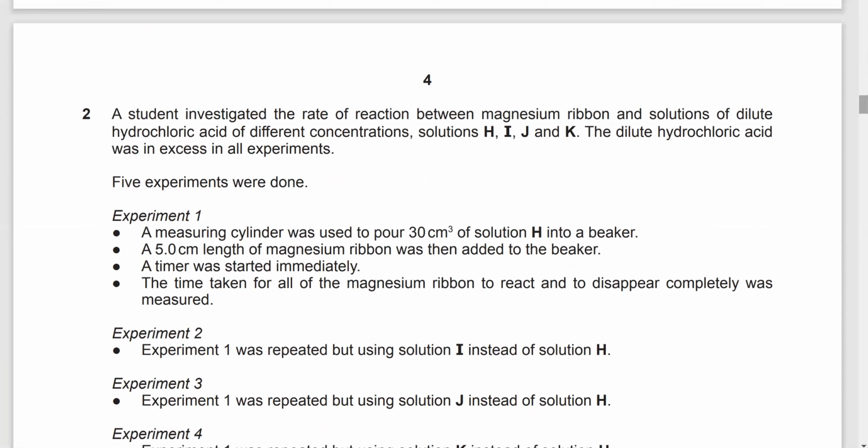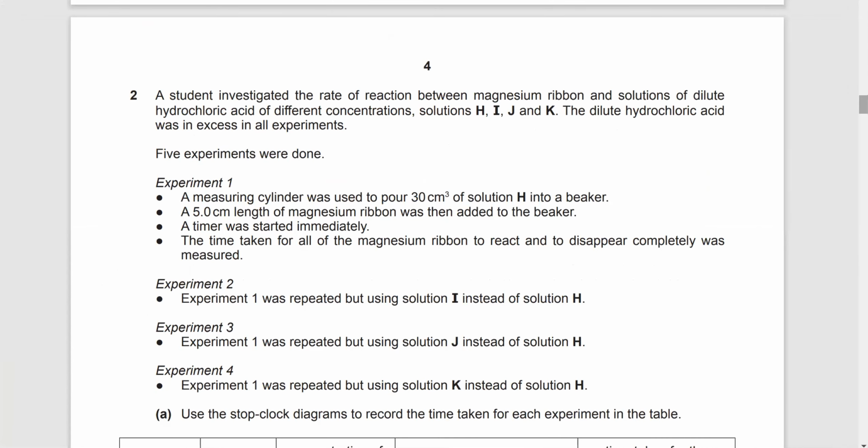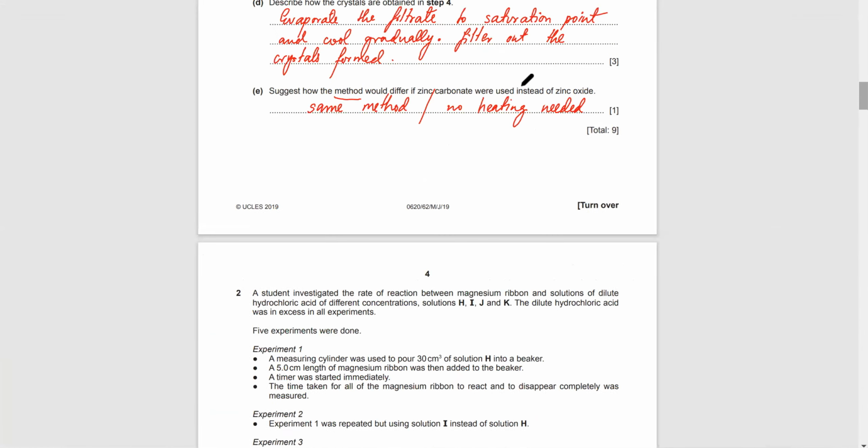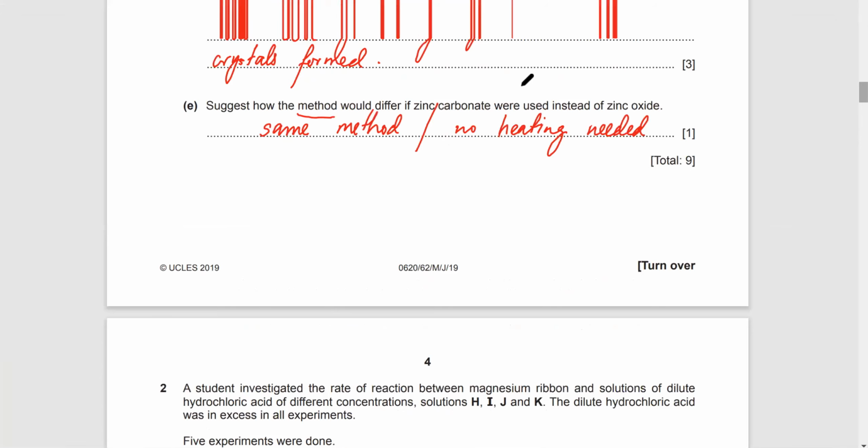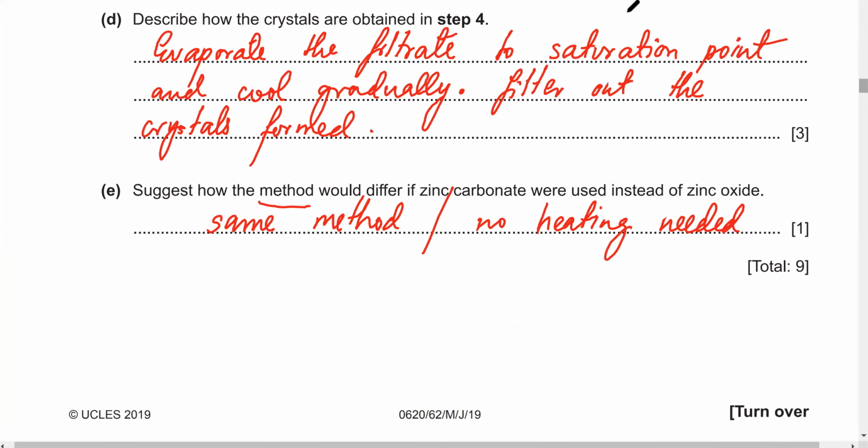Next part of the question is: a student investigated the rate of reaction. Sir, for part 1E, the difference would be that the carbon dioxide would be formed, right? Yes, but another thing was that heating wasn't required. Like reacting bases, carbonates react very quickly with acids. They don't need heating.